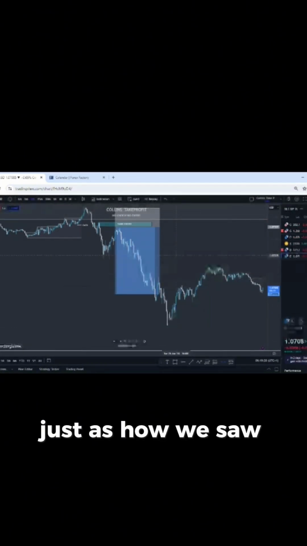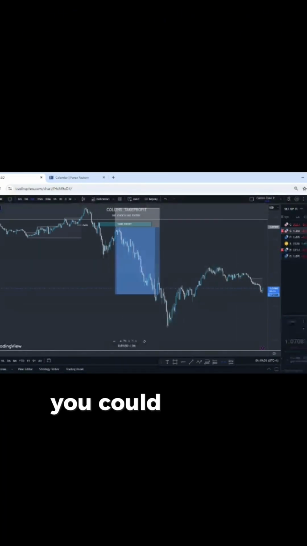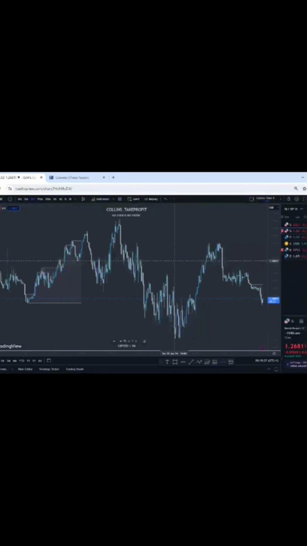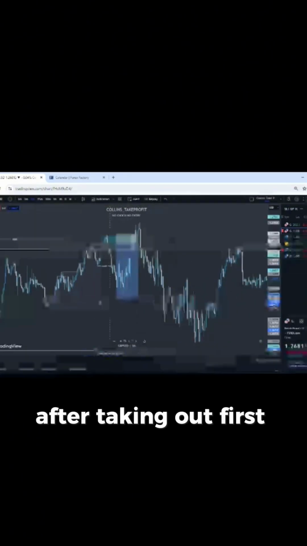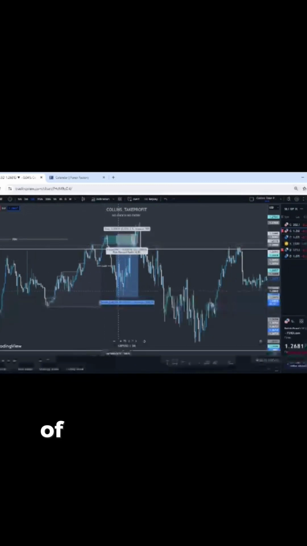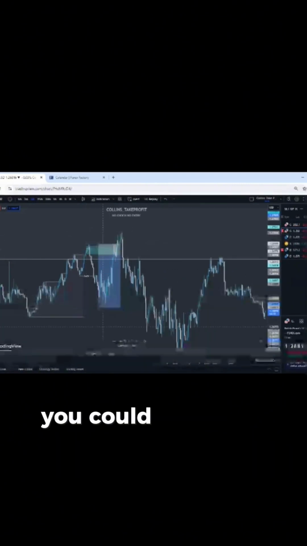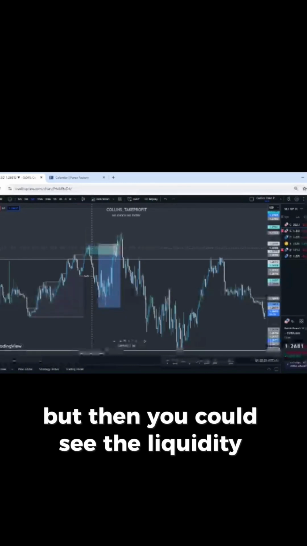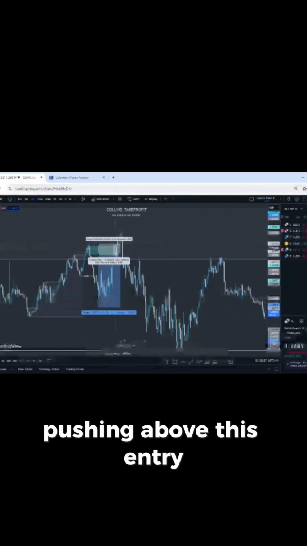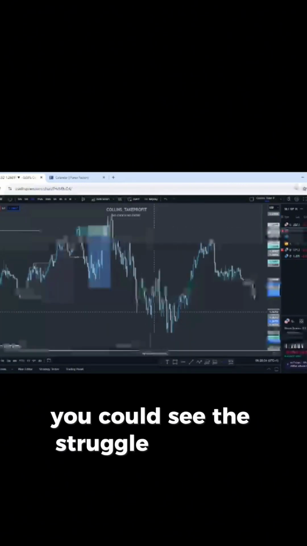Just as we saw with the EUR/USD and the GBP/USD, you could see the smooth sell-off on the EUR/USD and then the struggle on the GBP/USD after taking out the first set of traders who tried selling GBP/USD based on their confirmation, based on their confluences. You could see price giving nice looking entries, but then you could see the liquidity sweep and price pushing above this 5-minute entry and coming down. You could see the struggle without moving much.